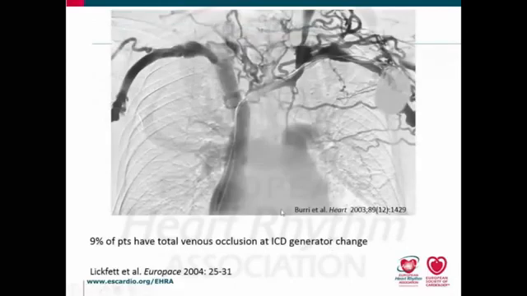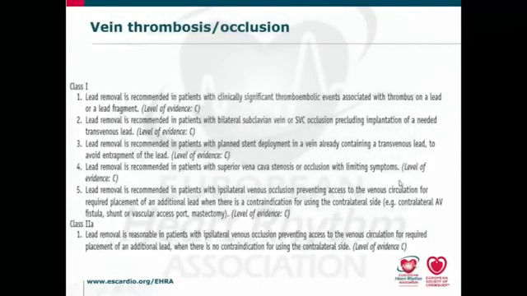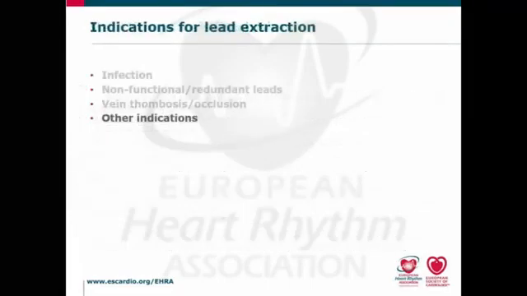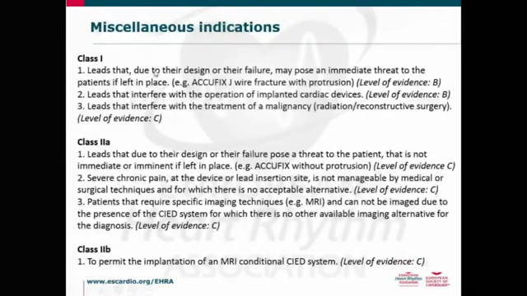Very quickly, vein thrombosis. We know that about 9% to 10% of these patients with leads have chronic occlusion, and lead extraction is an indication in case you need to place a new lead and you have no venous access. Then you take out the lead to put the new ones in. And finally, the other indications are if you have a lead that may pose a threat to patients, such as the Acufix leads, but almost none of them are around anymore.